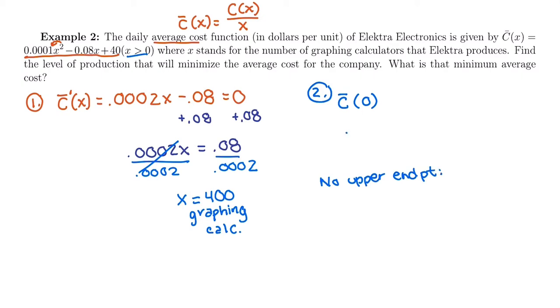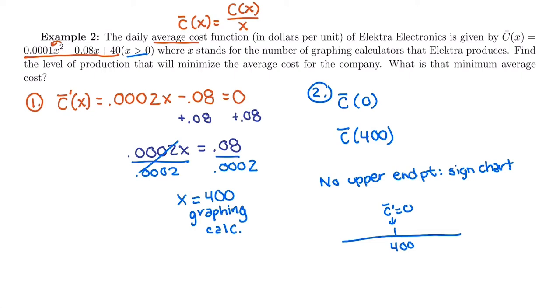So one thing is we can definitely test 400 because it doesn't say, hey, they can only make between 0 and 150 graphing calculators. So we'll have to test that, see what that y value is. And then we'll also have to make a sign chart. We're missing one of our endpoints, which tells us we have to make a sign chart. We're going to put our critical number on there, which is 400. That's what makes C bar prime equal 0. And so we're going to test that critical number with the numbers around it.